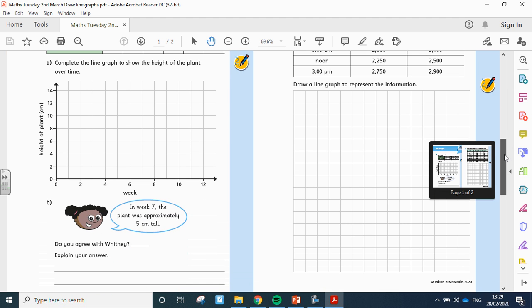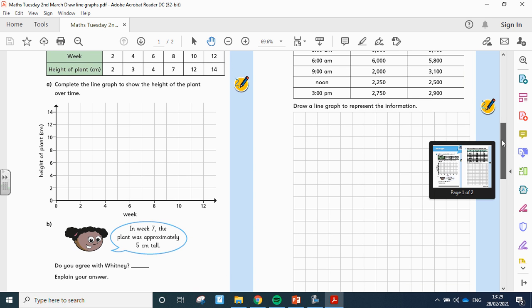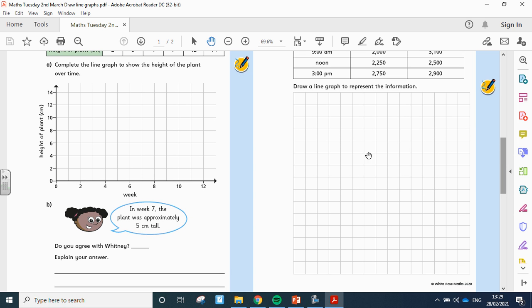Then Whitney is saying, in week 7, the plant was approximately 5 centimetres tall. Do you agree? So once you've plotted all your points and you've joined them up with the line, you'll be able to see week 7 here and see where it comes to. And you'll then be able to say whether you agree or disagree there.